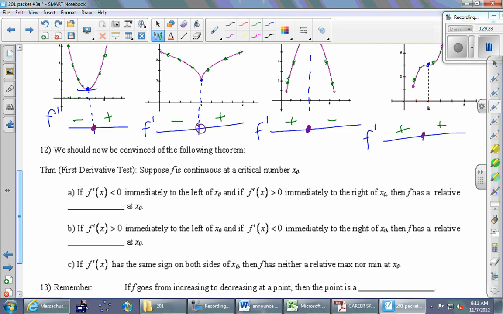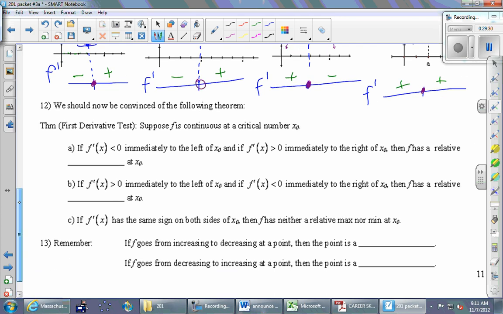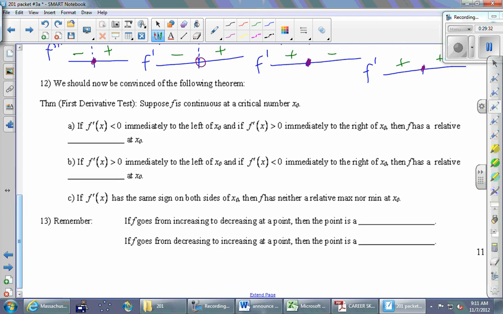It's because it has to do with the first derivative. All right, here we go. If f prime of x is less than 0 immediately to the left of some point called x0, and f prime is bigger than 0 immediately to the right, then f has a relative or local, and it's either a max or a min. We just got to figure it out. And for me, I can't handle all the signs. I need to visualize it.